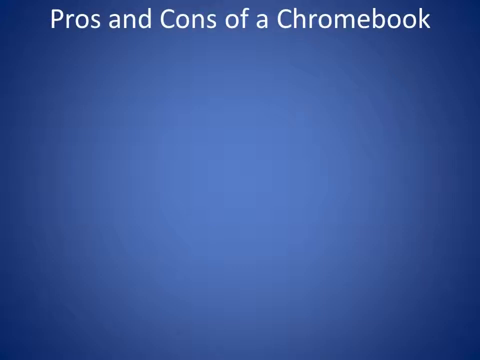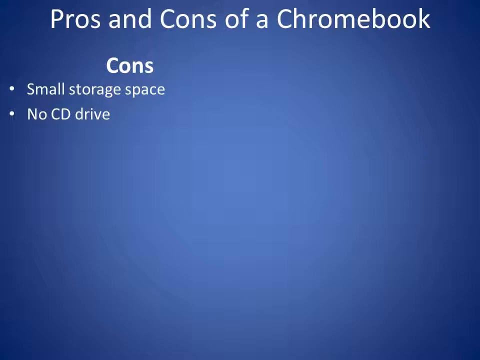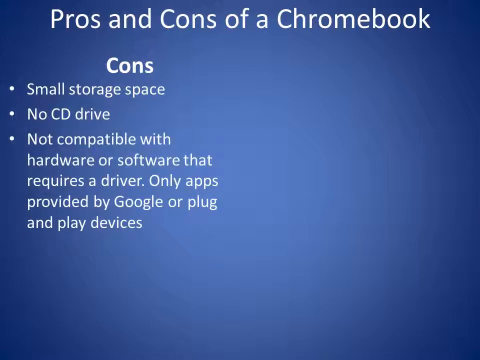Alright, so let's go over some basic pros and cons of a Chromebook. The first con is there's very little storage space, but because practically everything is stored on the cloud, storage space isn't really needed on the hard drive. There is no CD drive, so you couldn't listen to a CD or play any kind of game that's based on a CD. It's also not compatible with hardware or software that requires a driver. This means you can only use apps provided by Google or plug-and-play devices that don't require any kind of installation.